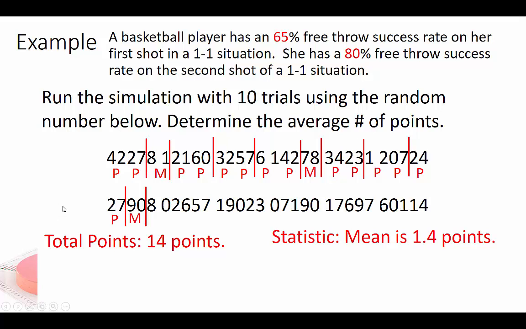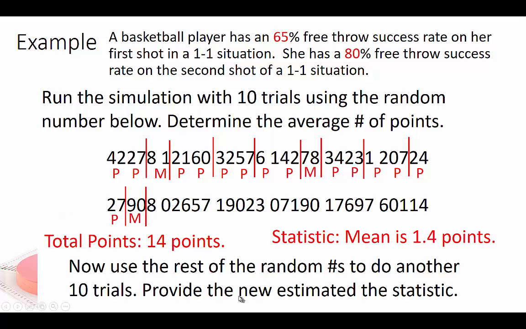All right. So what I'd like you to do is use the rest of the random numbers to do another 10 trials and provide the new estimated statistic. Remember, I've only done 10 trials here, and simulations should really be 20 trials or more.